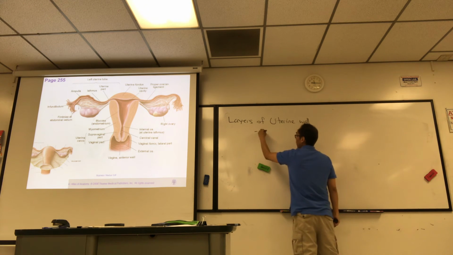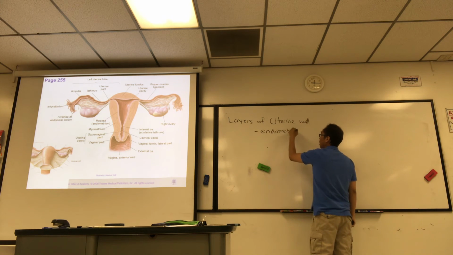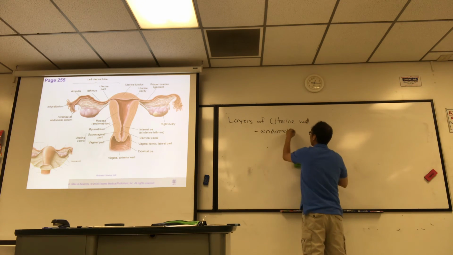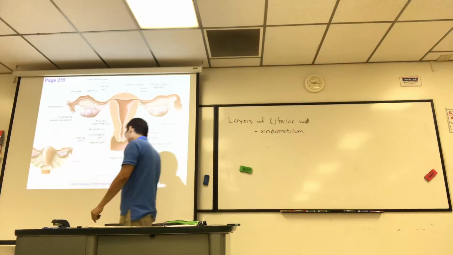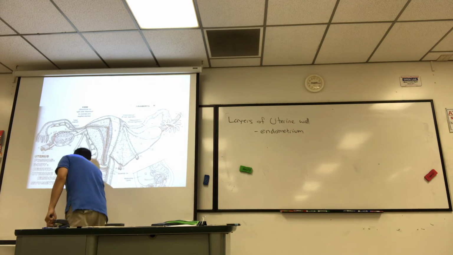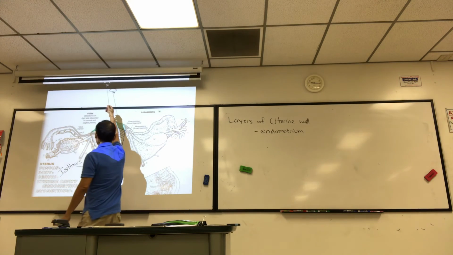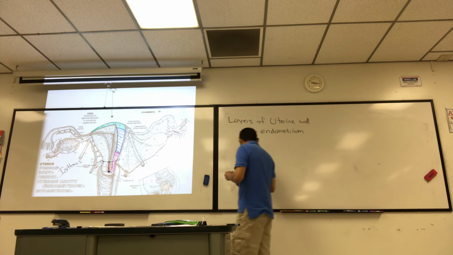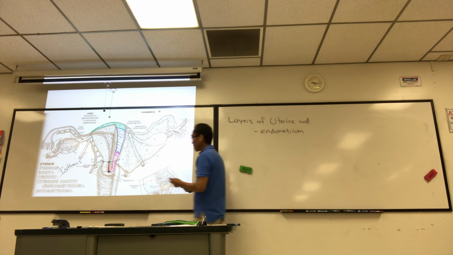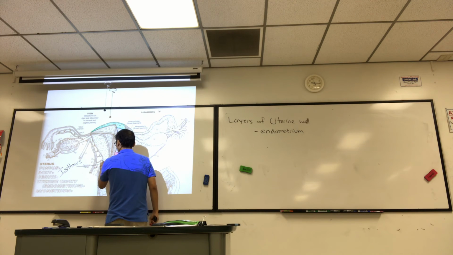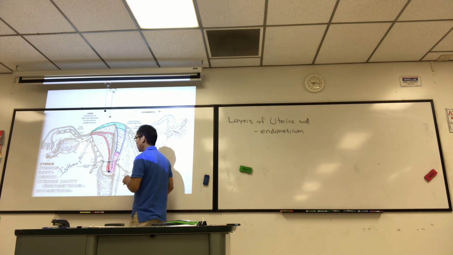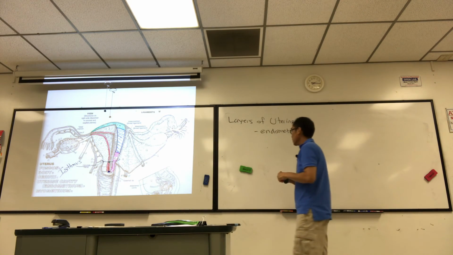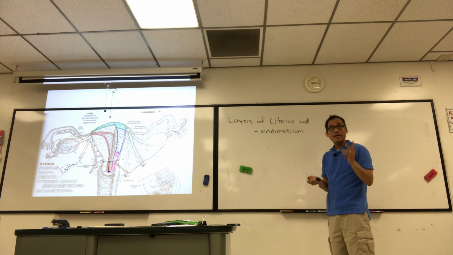Layers of uterine wall, endometrium. So I colored it in before on a picture like this. I think it was the same picture. I colored it in red, I believe. I just colored it in again. I mean, it's this red part. It's all the way up there. It's the inner lining, and the endometrium is important because it's responsive to the sex hormones, estrogen and progesterone.